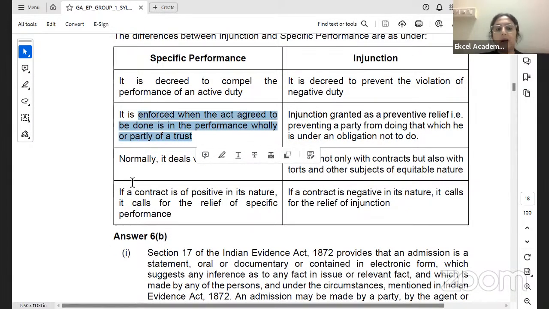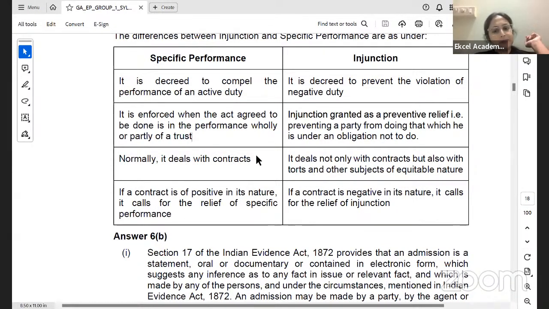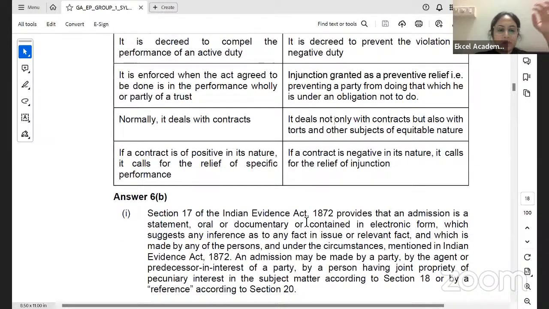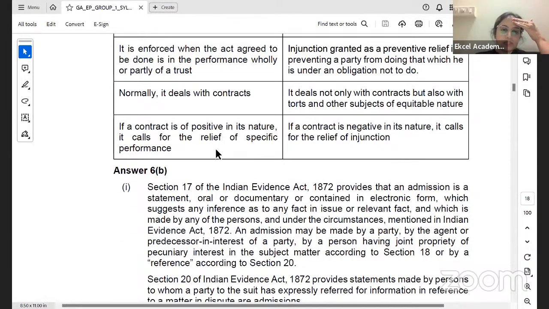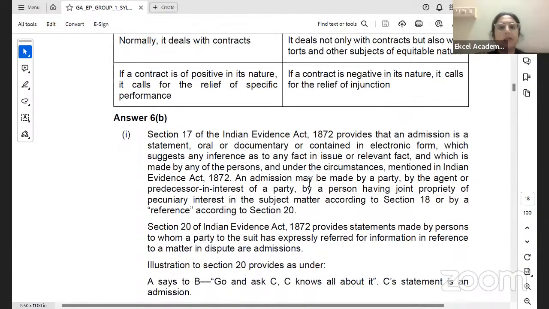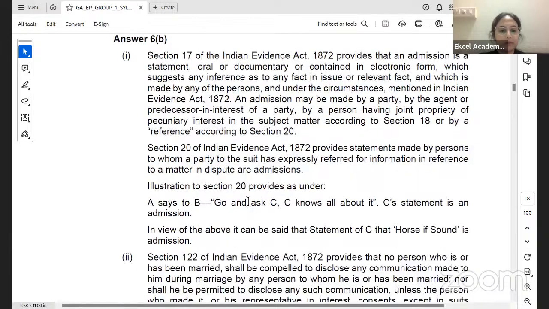Is it performance wholly or partly of a trust? Then an injunction is granted as a preventive relief. Okay, so this is a preventive relief, preventing a party from doing something. And this is for doing something. Normally, specific performance deals with contracts, while an injunction can be for contract or tort, anything. If a contract is positive in nature, it calls for specific performance, and if it is negative in nature, it calls for an injunction. There is a difference, and you had better write it in the form of a table. Okay, then we will go to 6B.